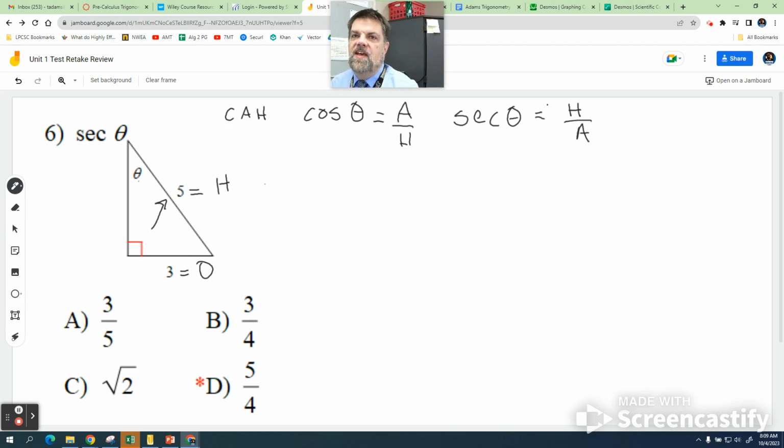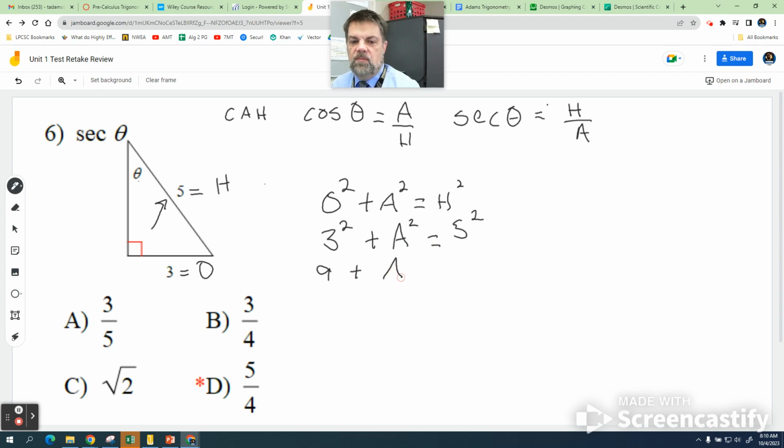But this is a famous triple, right? Do you guys know what this triple is? 3, 4, 5. It's 3, 4, 5. We could verify it though, right? So let's just verify it just in case. So it's O squared plus A squared equals H squared, right? All right, so what's the opposite? 3 squared plus A squared. Don't know what that is yet. 5 squared. 3 squared is 9 plus A squared is equal to 25.